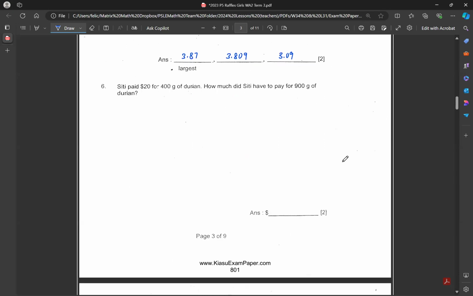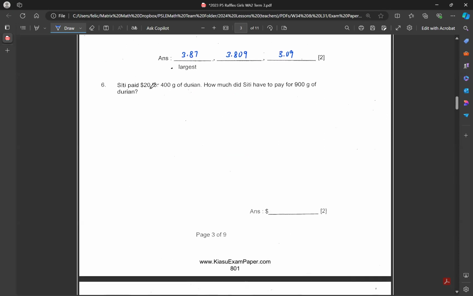Okay. Question 6. Siti paid $20 for 400 grams of durian. How much did she have to pay for 900 grams of durian? So right now I know 400 grams is $20.